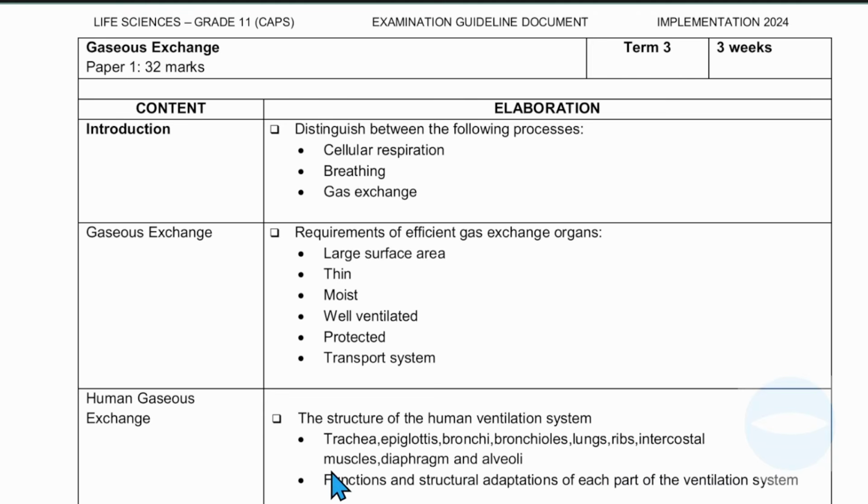You must make sure you know the location, the function, and the structural adaptation of each part of the ventilation system. By structural adaptation, you must be able to explain how they perform their function. So without wasting more time, let's get to the lesson of today.